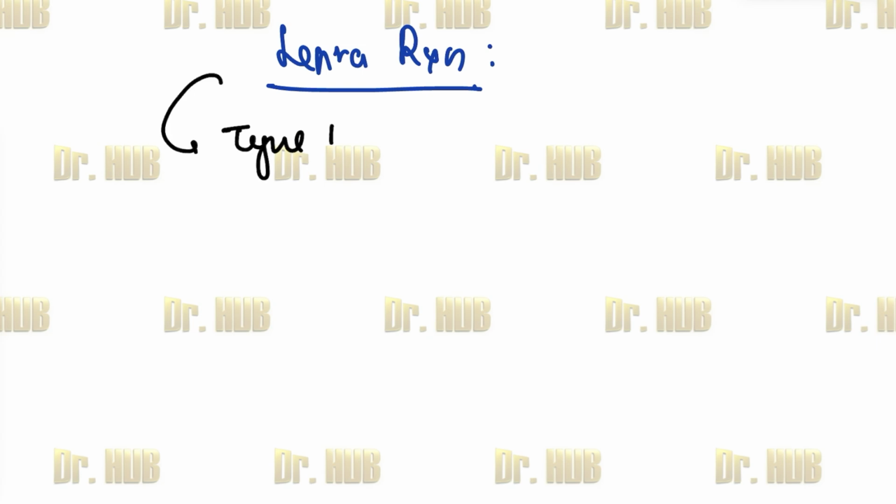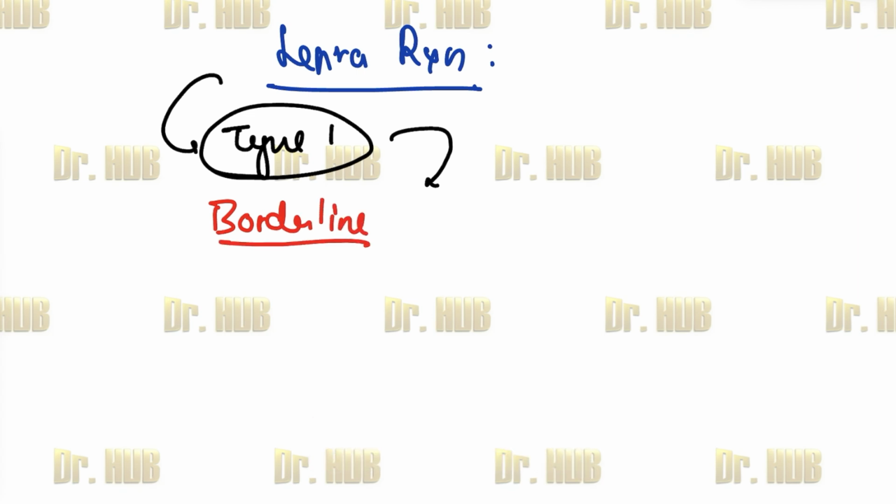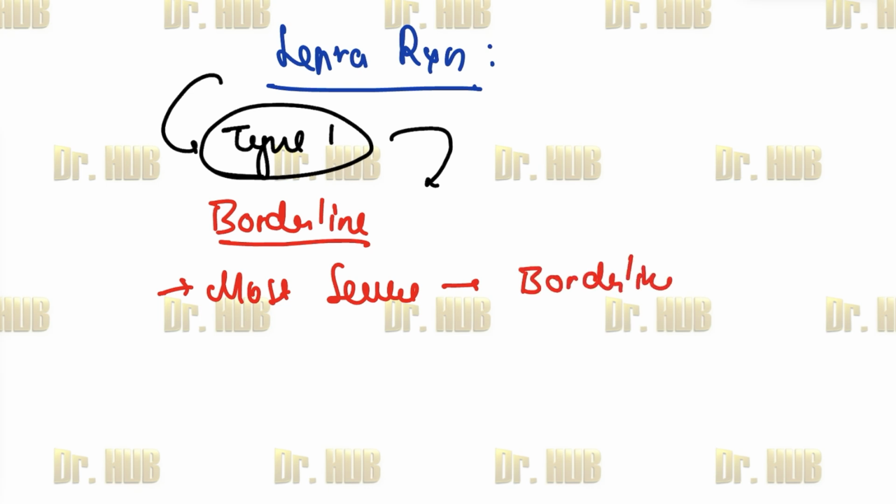Now let's understand the Lepra reactions. The Lepra reaction has type 1 and type 2. First we look at type 1. Type 1 is mainly seen in the borderline spectrum, and it is most severe in borderline leprosy.